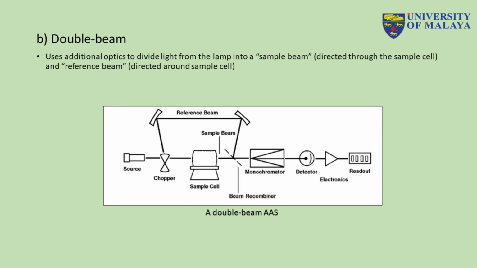Next, we are moving on to the double beam mode. As you can see, this is a figure of a double beam atomic absorption spectrometer. Why are they called double beam? Basically, they use additional optics to divide light from the lamp into a sample beam and a reference beam.